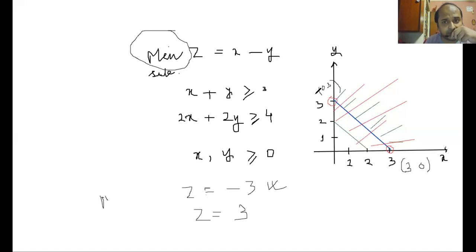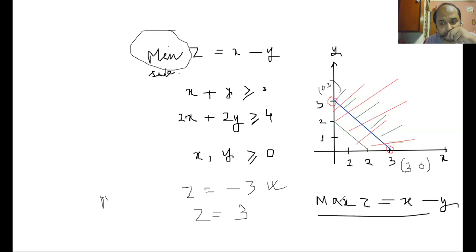But there is a beautiful thing which I must share with you. If I change this particular problem to maximization type, if we consider the problem now as max z equal to x minus y, if I change this min problem to max problem and keep the constraints as they are, I'm not changing the constraints. So the scenario will be the same. The common feasible region will be the same.